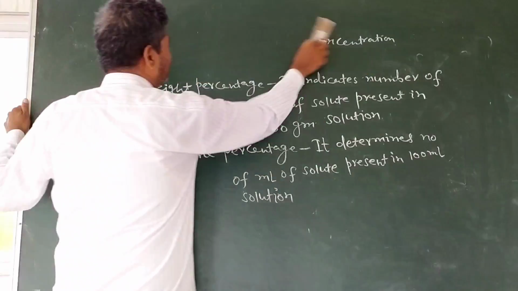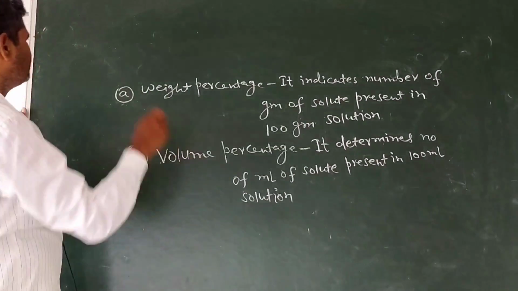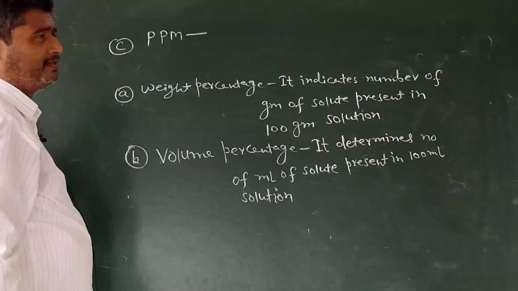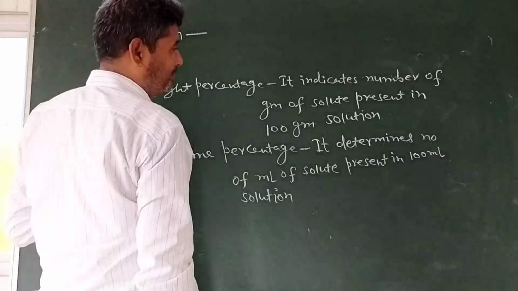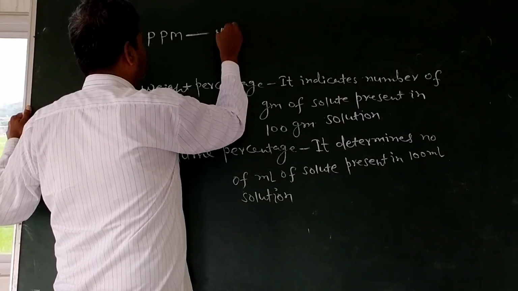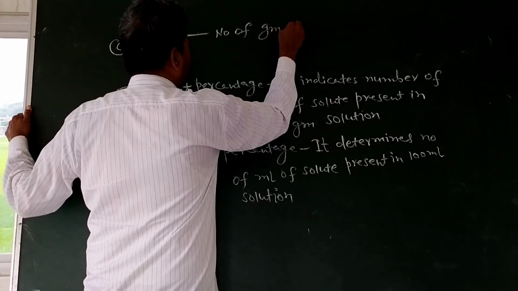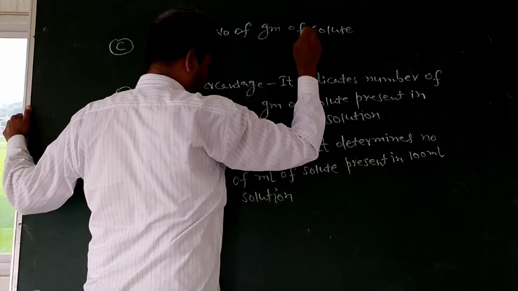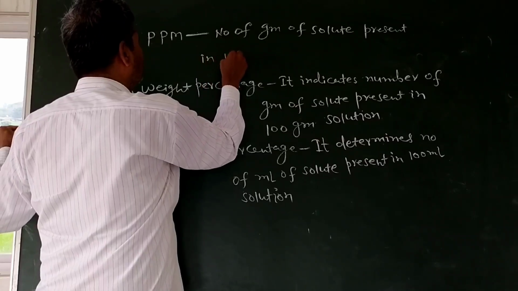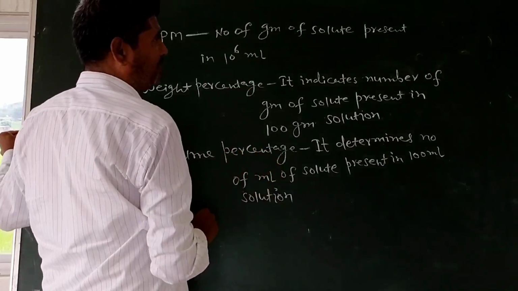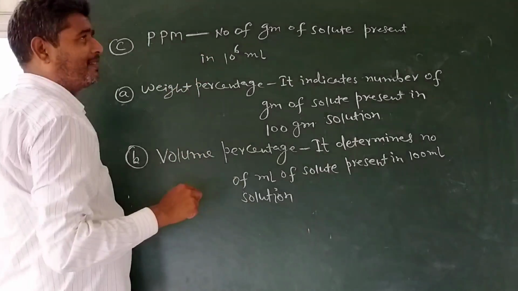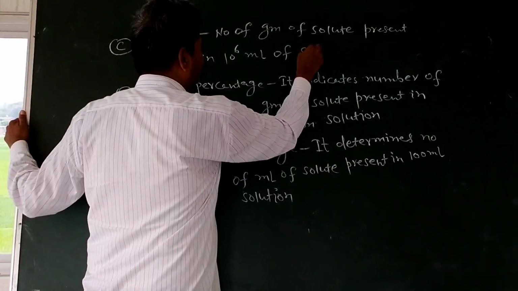Number C, ppm, part per million. Million means 10 power 6, that is 10 lakhs. ppm is the number of gram of solute present in 10 power 6 milliliter of solution.